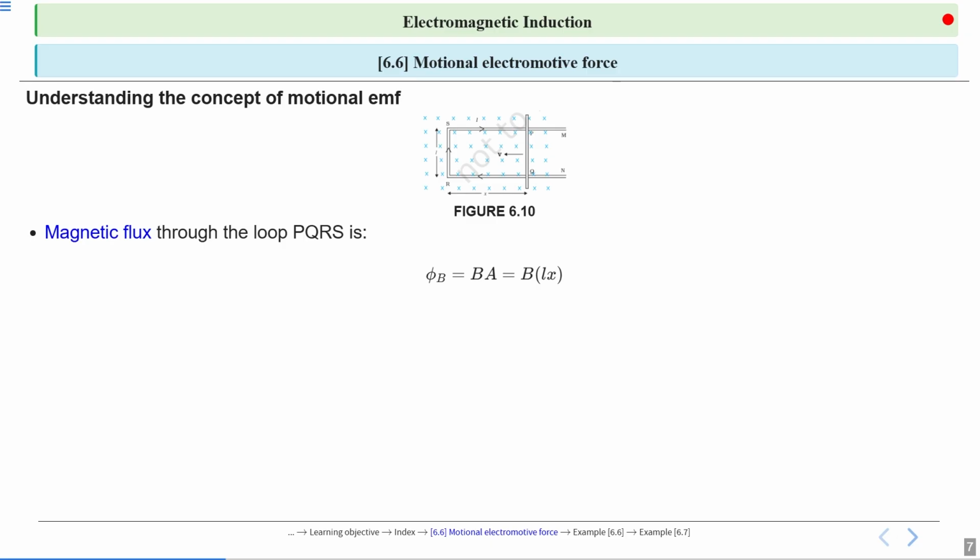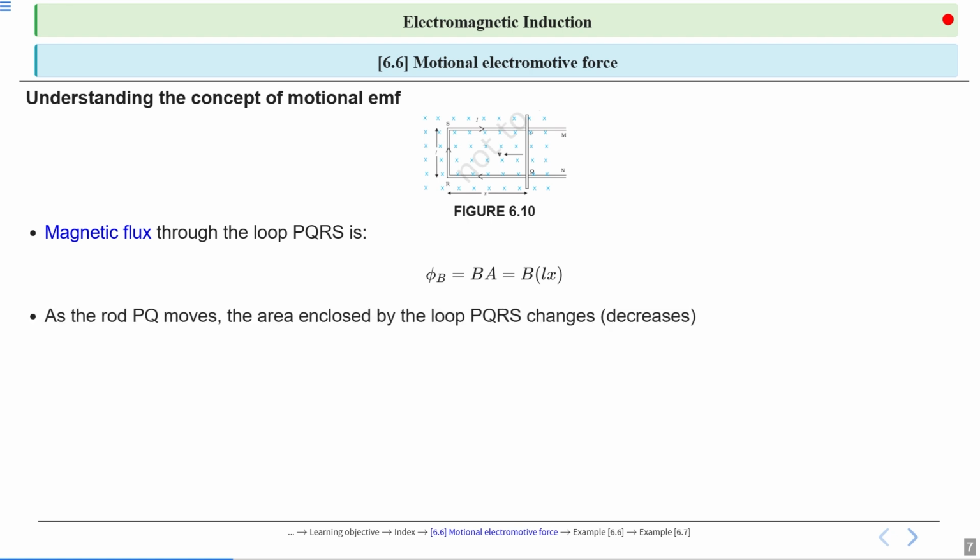So therefore it is BA, and the area we have calculated. What is the area initially? L X. So B L X. As the rod PQ moves, the area enclosed by the loop PQRS changes. As we are moving this PQ arm towards the SR arm in the left direction, the area of this loop is decreasing. That means it is changing. Since the area is changing, this flux will also change.